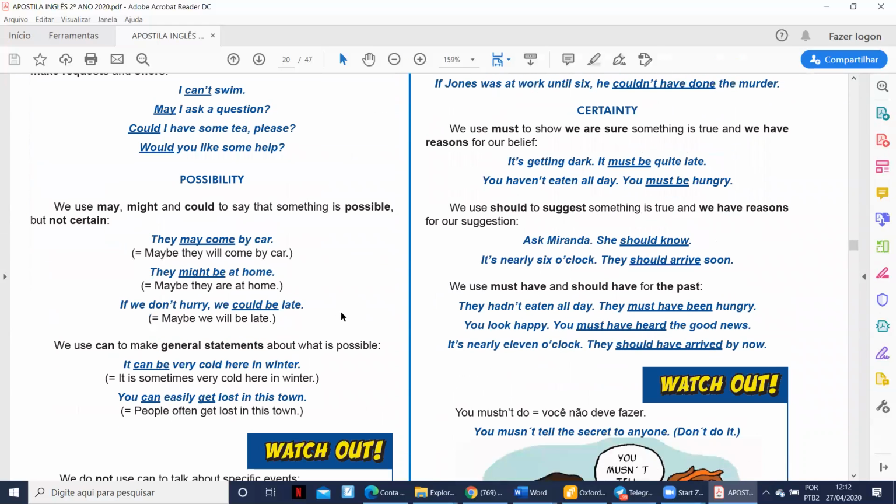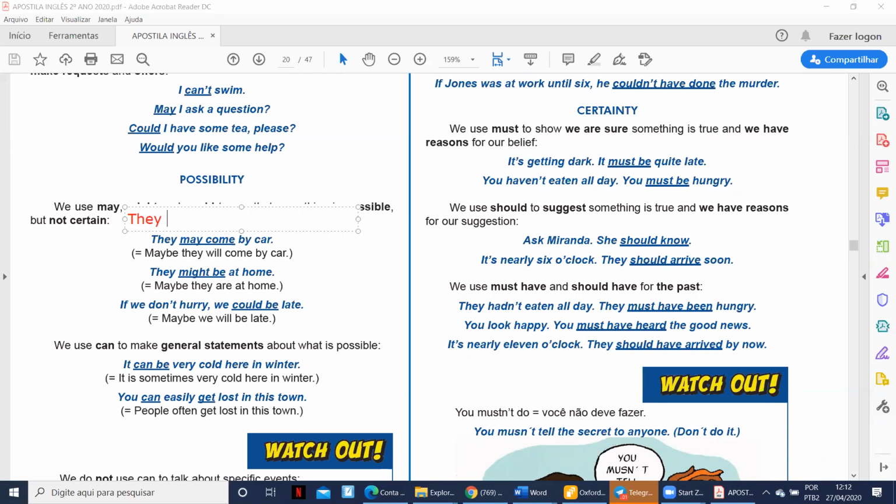So for example, here, when you say they may come by car, they haven't arrived yet, yeah? And I believe it's possible that they come by car. Let me make some annotation here so that you can see what I mean. So when I say they may come by car, I'm thinking of the future, yeah? They are on their way here.